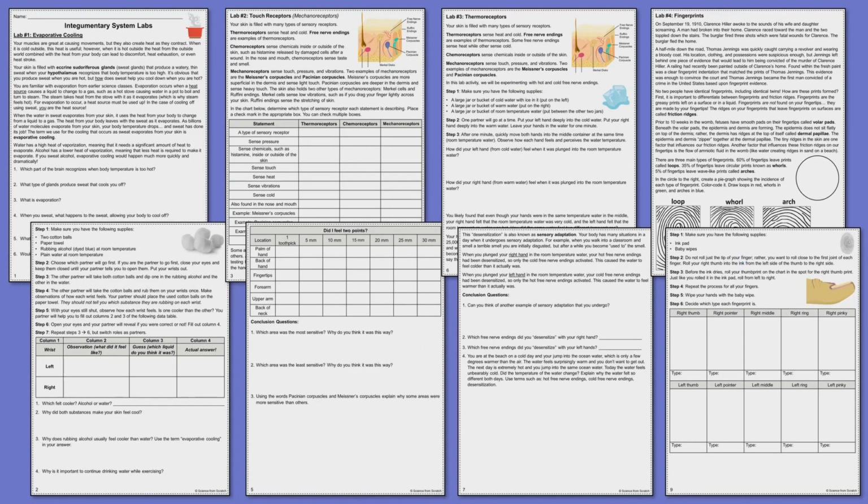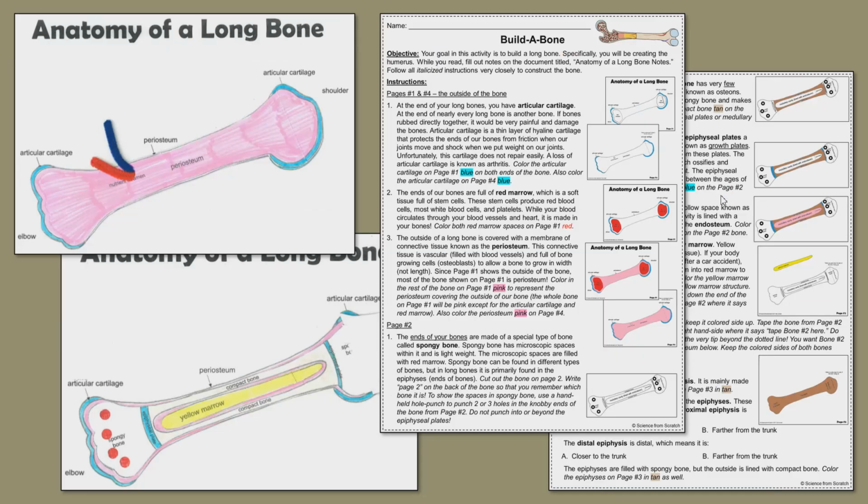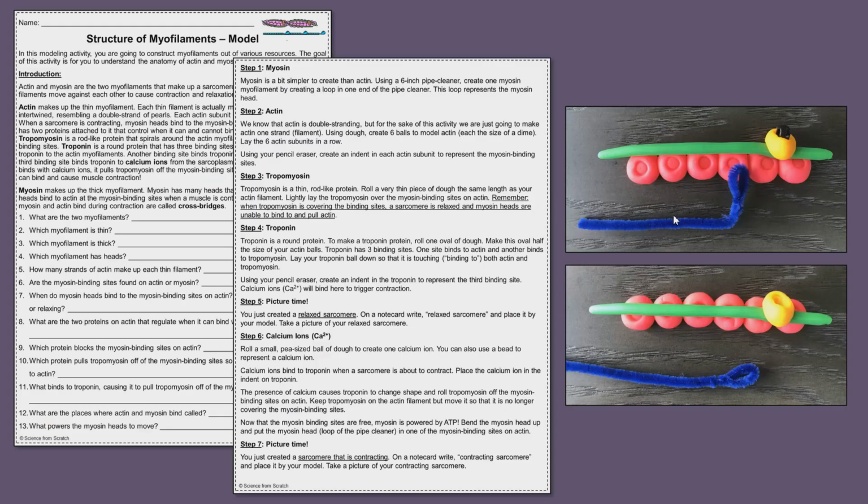The integumentary system unit includes 4 hands-on labs focused on evaporative cooling, touch receptors, thermoreceptors, and fingerprints. In the skeletal system unit, students will construct a paper model of a long bone to visualize its structure and learn about its physiology. In the muscular system unit, you'll find a clay modeling activity where students will build and manipulate myofilaments to demonstrate muscle contraction and relaxation at a molecular level.